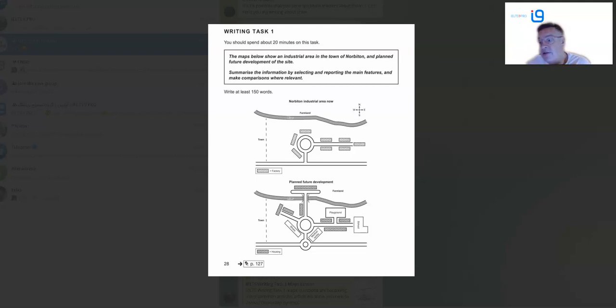In the planned development, we can see all the factories are gone. There's going to be extensive housing on both sides of the river. There's going to be some new roads, new roundabout, a bridge across the river, and lots of amenities. Shops, medical centre, school, and a playground. So it's essentially being converted from industrial to urban usage. Okay, pretty straightforward as that.